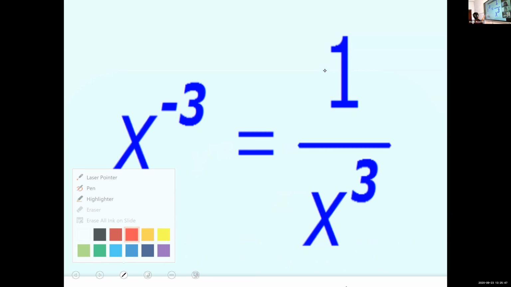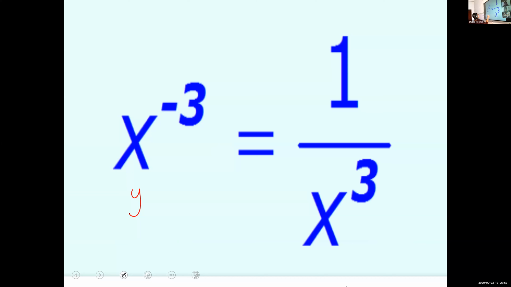So Nandana Sharath, y raised to negative 5 will be equal to what? 1 by y raised to 5. I think your mic has some problem. Sridev, P raised to negative 10 equal to 1 by P raised to 10.